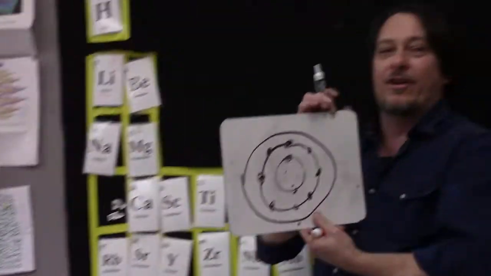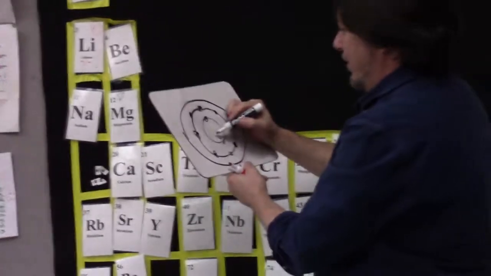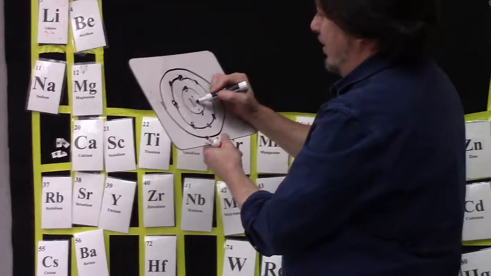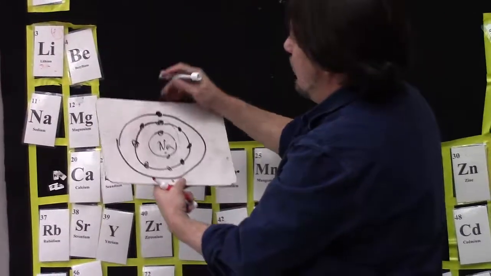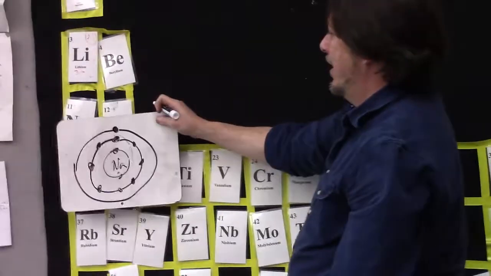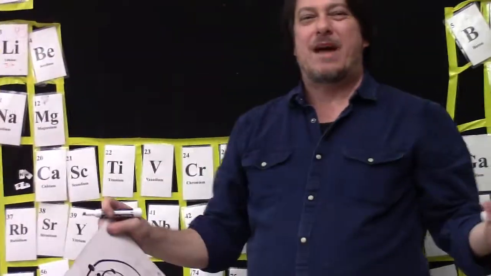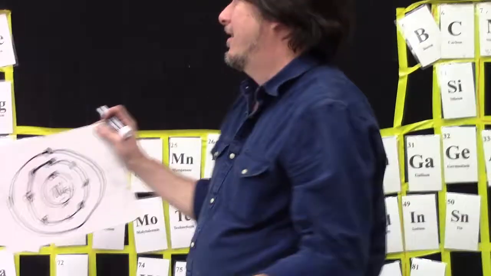Look what happens. I start a new level here for sodium, Na, number 11. And look, I have 1 in the outer level. And then with magnesium I have 2. Do you see a pattern here? Maybe? A little bit.